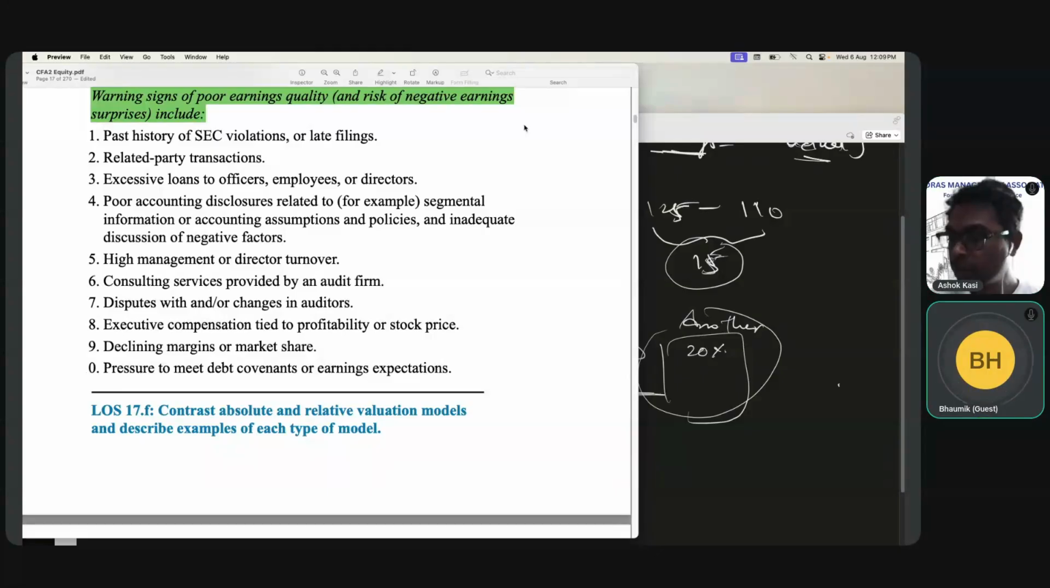So instead of writing consulting services provided by an auditing firm, they should have written something like biased consulting services, not genuine consulting services. So that can reduce the quality. Or else, what happens?